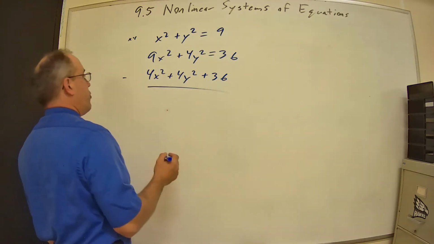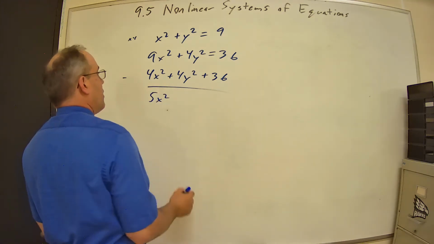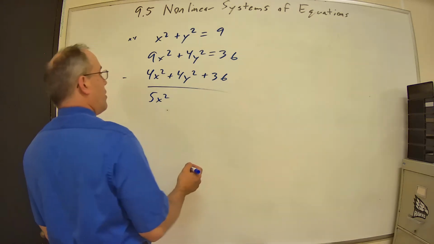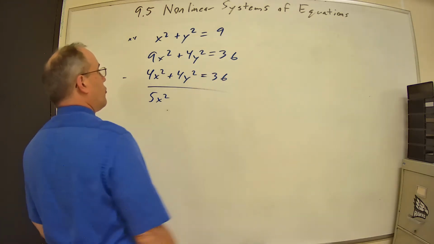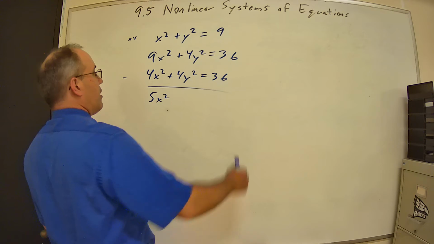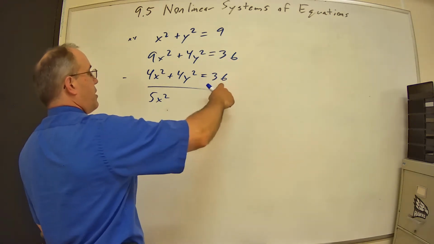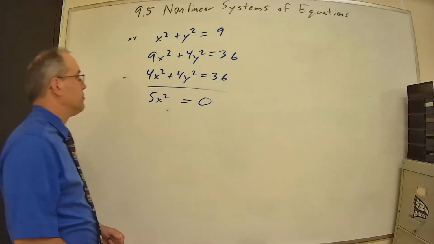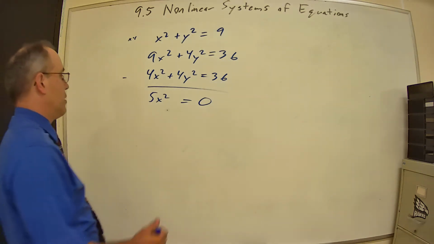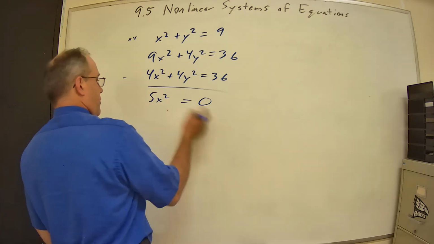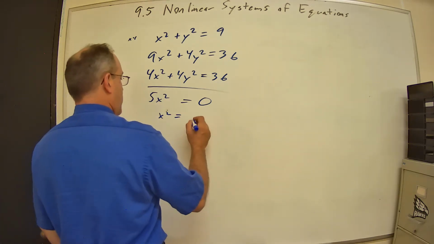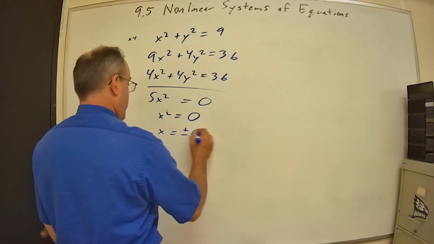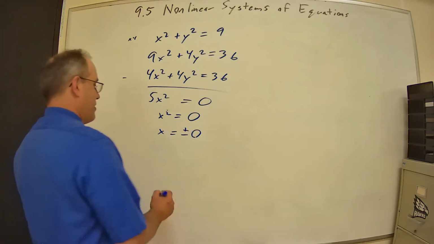9x squared minus 4x squared gives you 5x squared. 4y squared minus 4y squared gives you 0y squared. That was supposed to be an equals. And 36 minus 36 is 0. So divide both sides by 5, x squared is equal to 0. So x is equal to plus or minus 0, which obviously is just plain 0.